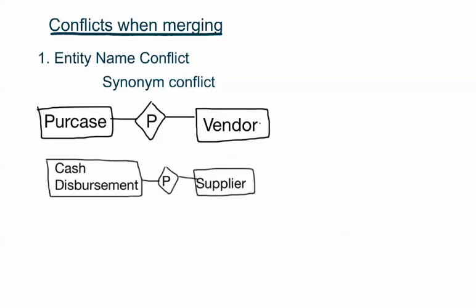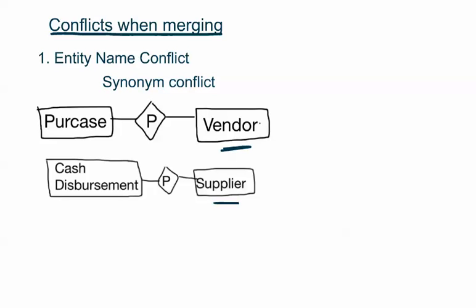The problem is when we try to merge diagrams. So it looks as if we have two different entities. We have a supplier entity and we have a vendor entity. But actually, this stands for exactly the same entity. So how do we solve this conflict? Well, the two teams will just have to decide which of these namings they are going to accept. Are they going to take the vendor or the supplier?